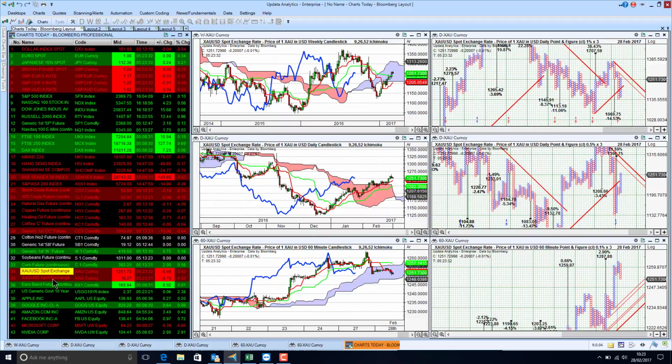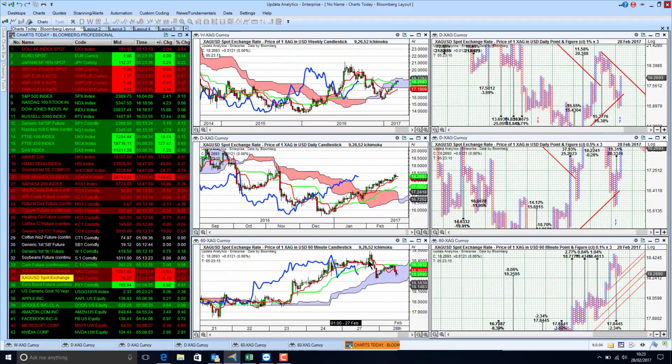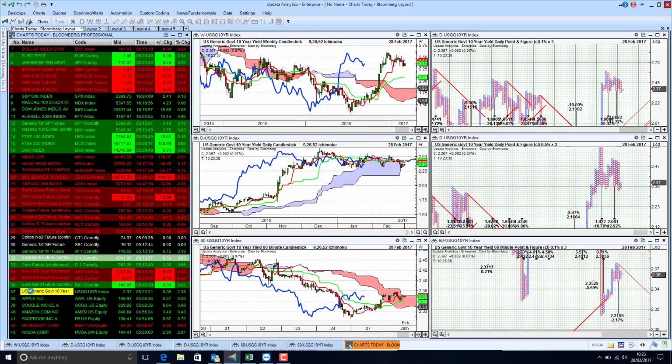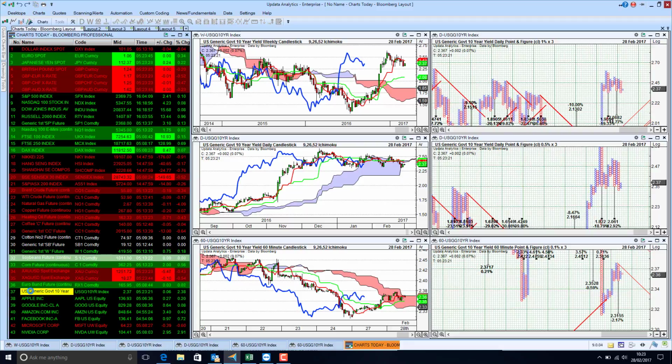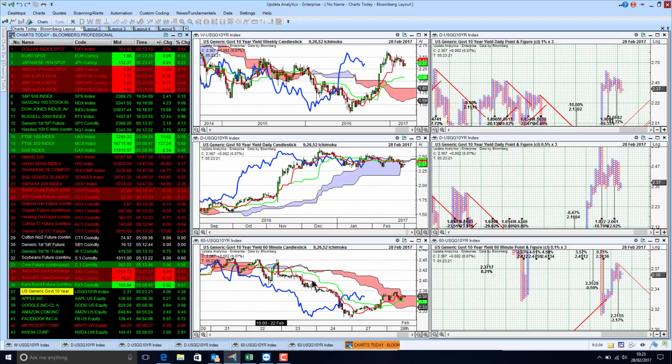On the silver chart, we're seeing much the same picture, but holding on to a bullish picture all around. US government 10-year yields on the 2.37%, just recovering slightly, having been as high as 2.50. We're just coming back into this lower range.